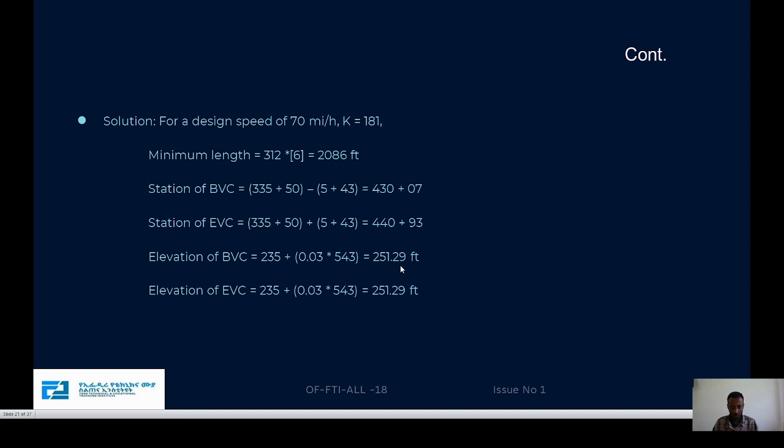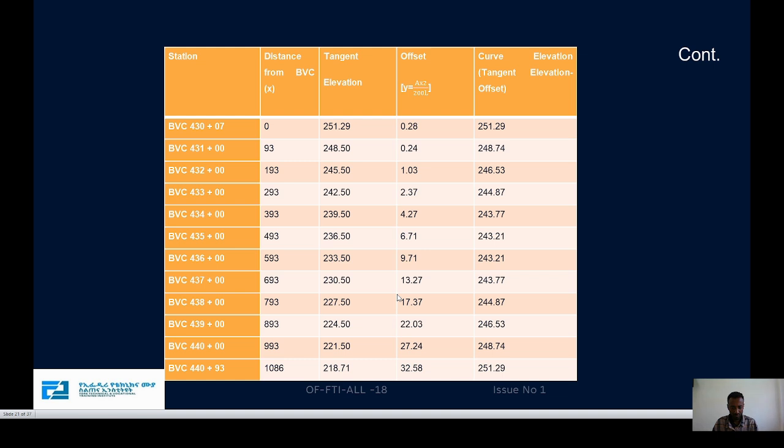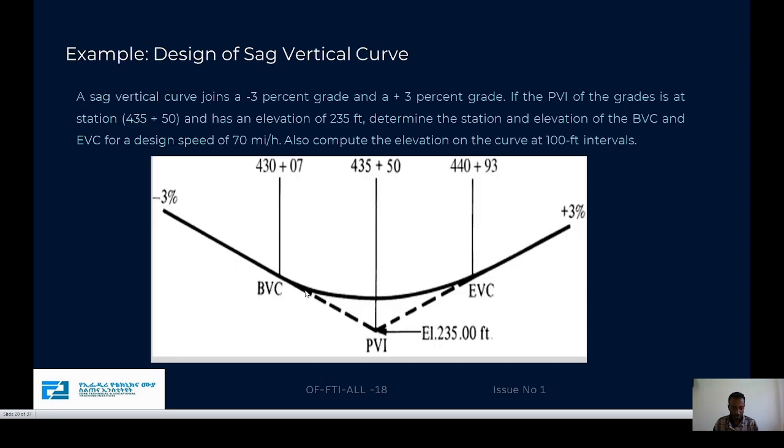So 251.29, and the elevation of the ending vertical curve will be the same. The distance from the beginning vertical curve is 0, and the next whole station, at 100 foot intervals, is 96, then 193 after. The tangent elevation will be determined, starting with 251.29, and the second elevation will decrease, since this is a sag curve, the elevation goes down. So we are decreasing the elevation.